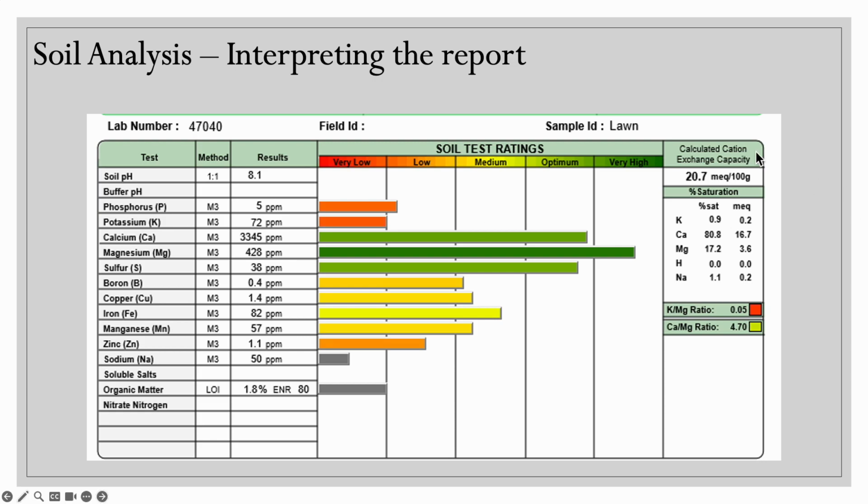Over here we have our cation exchange capacity at a CEC of about 20.7. This milliequivalents per 100 grams is the same thing as the centimoles of charge per kilogram that you've seen me use previously. So our CEC is about 20.7. This is probably going to be a medium-sized cup.